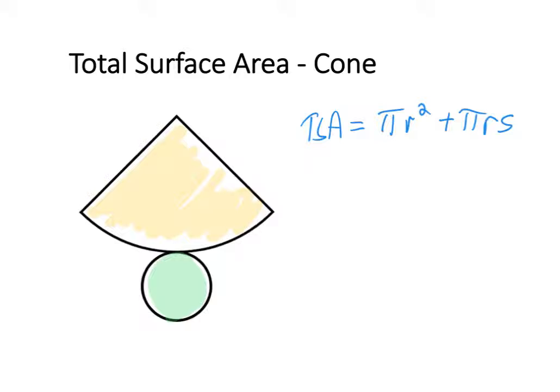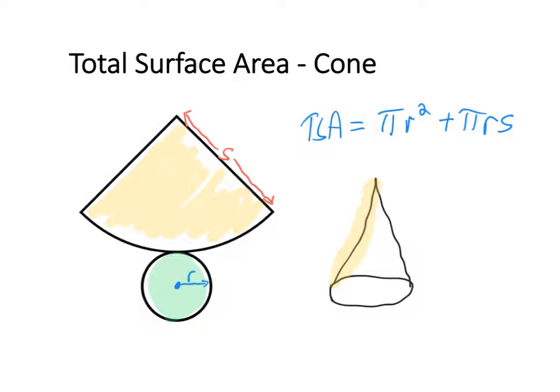Now to find the radius of the cone, you need to look at the circular base, and the radius will be from the center out to the edge. The other piece of information we need to know to find the total surface area of a cone is the slant. Now the slant is the length of the side of the cone, or the slant of the cone. So if we're looking at a 3D cone, the slant is the length of the diagonal running up the side.